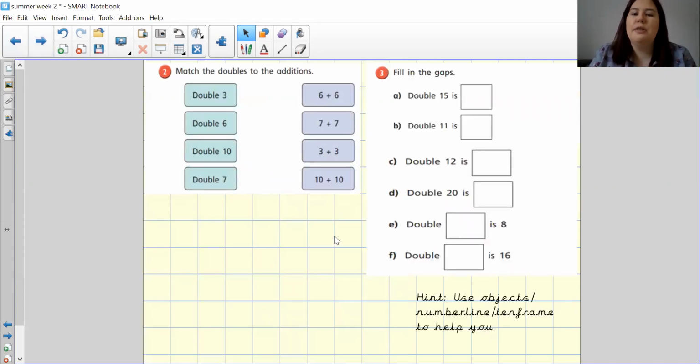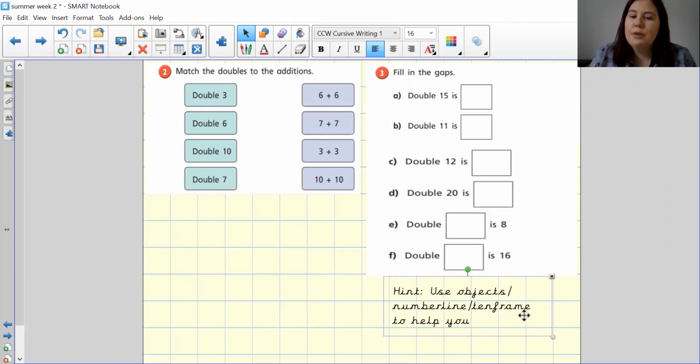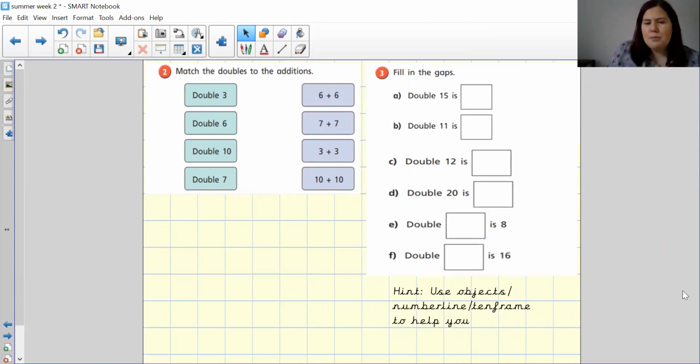Question 2 and question 3. And as I've put a hint at the bottom for you, if the numbers are too high, so double 16 is quite tricky. So what I would like you to do is either use a 10 frame or a number line or some objects around your home to represent the double of these numbers, okay?